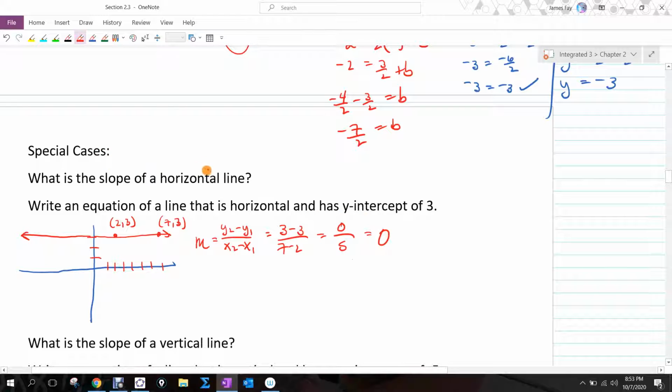So what's the slope of a horizontal line? The slope of a horizontal line is always 0. And it's the number 0. Okay?